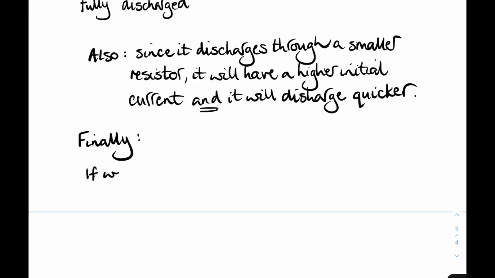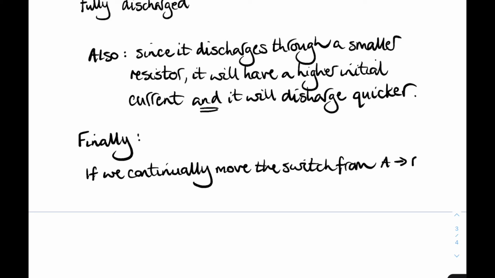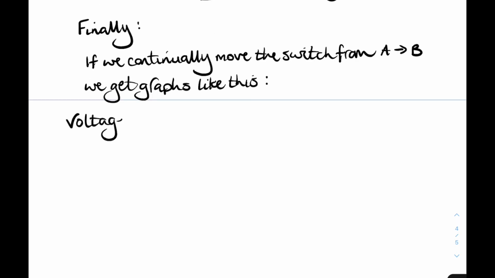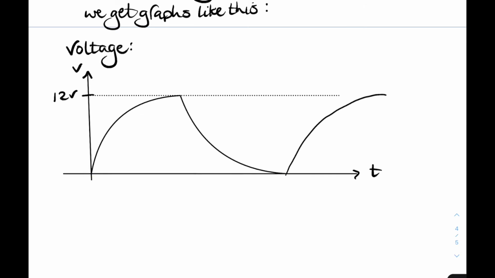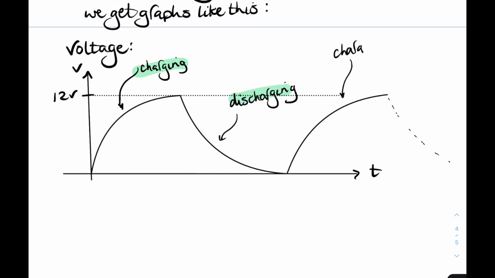Now, on a final note then, if we were to continually move the switch between position A and B back and forward, then we would get graphs that would look a wee bit like this. So a voltage graph first. Remember, voltage on the y-axis, time on the x-axis. So as it charges, voltage increases, then it would decrease. Moving the switch, so it's going to alternate between charging and discharging, charging and discharging. That would be the voltage graph when we're continually switching.